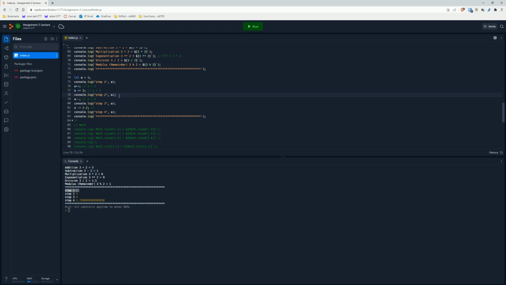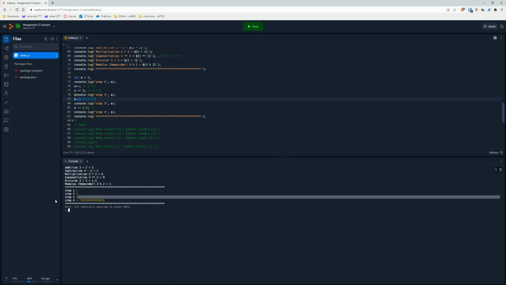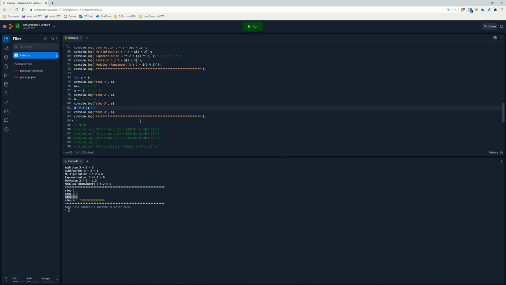So you can see in step 2, a is equal to 5. And then the minus minus operator, as you can probably guess, just means subtract 1. And here you can see it is now 4. And then here is minus equals 2.